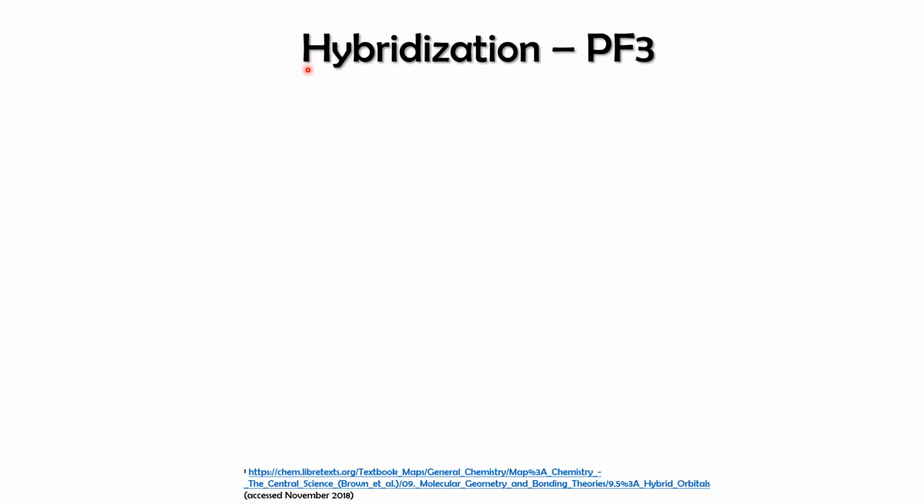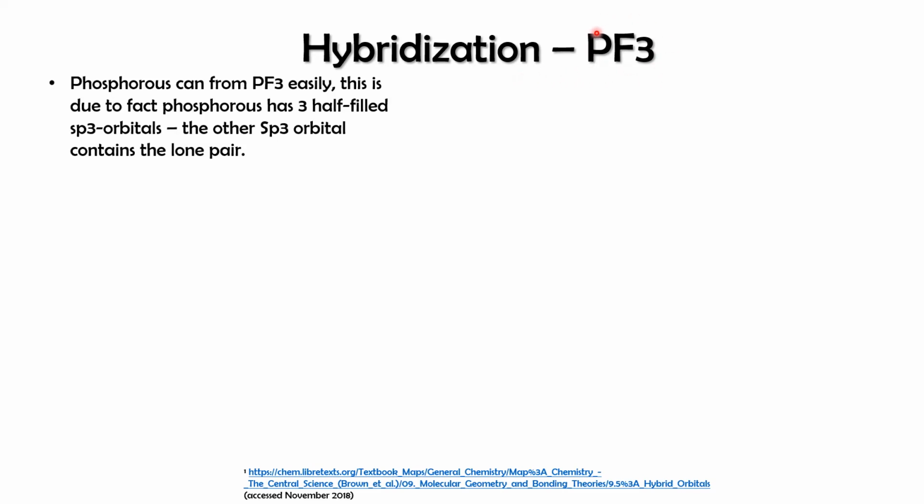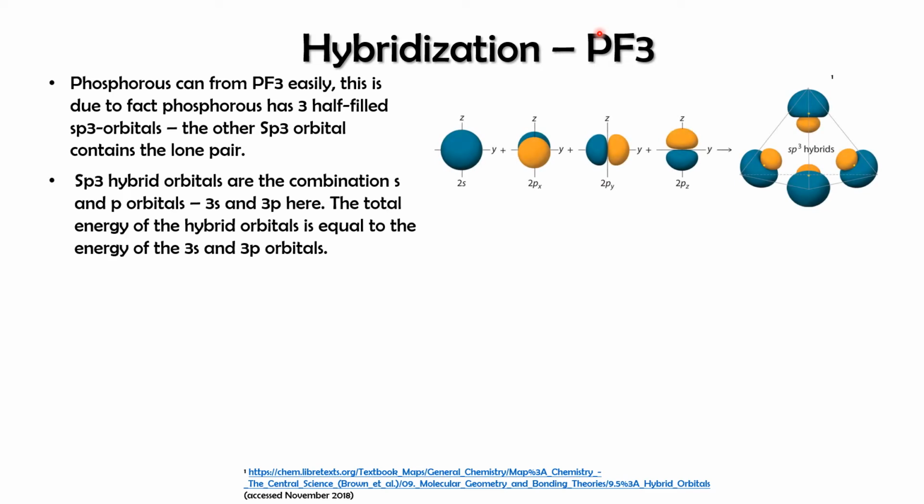This next slide is about hybridization. I'm going to talk about phosphorus trifluoride first. So phosphorus can form phosphorus trifluoride easily. This is because it can form sp3 hybrid orbitals. Just pop these 2 bits up.